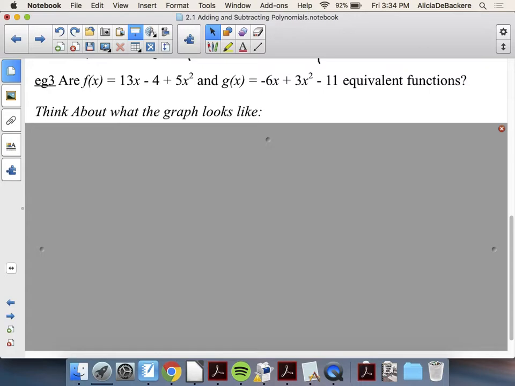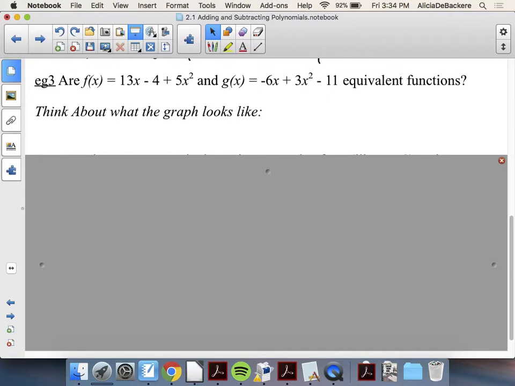So there's a couple of things that you could be thinking about here. I could be thinking about the stretch factor on my parabolas. I might be thinking about the direction that they open. And I might be thinking about the y-intercept. So if you were thinking about those things, I hope that you've convinced yourself that these graphs are not the same. If I was looking at the stretch factor, here I'm going to have a positive 5 stretch factor, and here I have a positive 3 stretch factor. So that's definitely not going to give me the same graph. They both open up, but with different stretching.